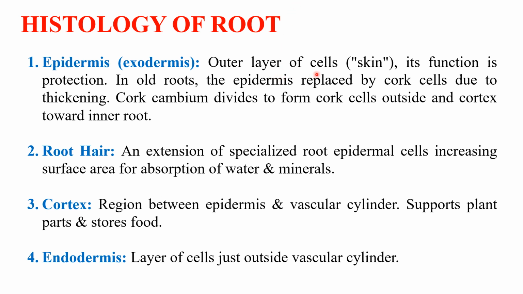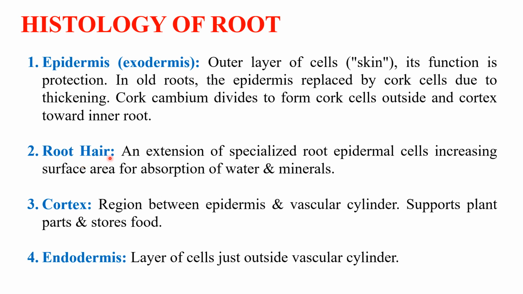Epidermis, the outer layer of cells or skin, is called epidermis. This, as we discussed before, occurs in young root, but in old root the epidermis is replaced by cork cells due to thickening, due also to the presence of cork cambium, which can divide, forming cork outside and cortex to the inner wall.